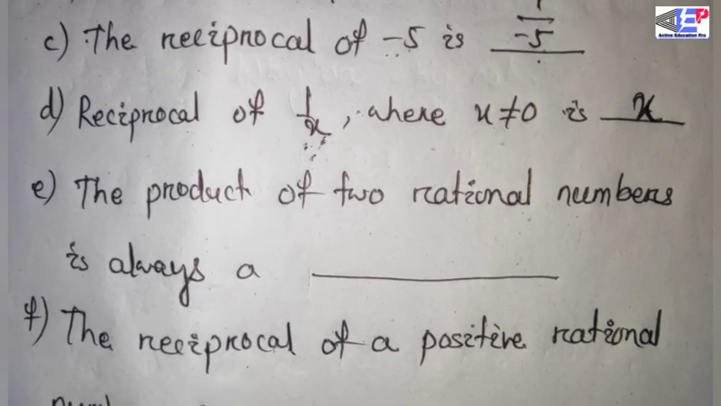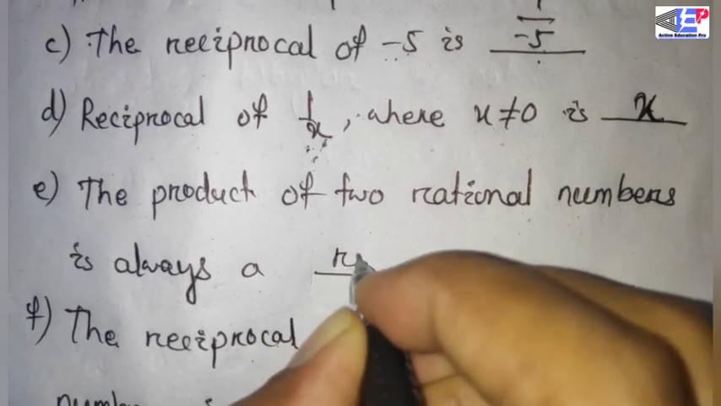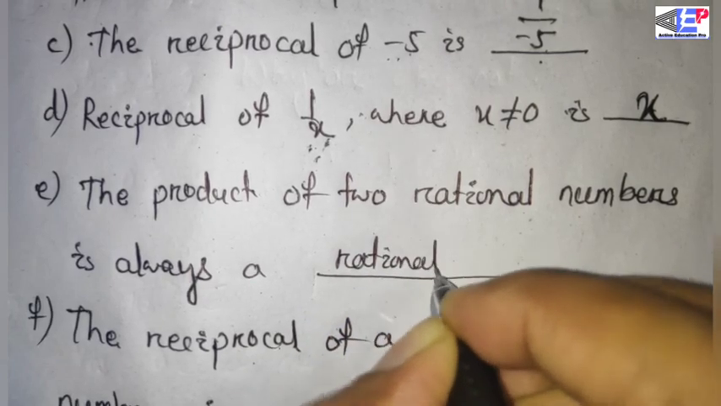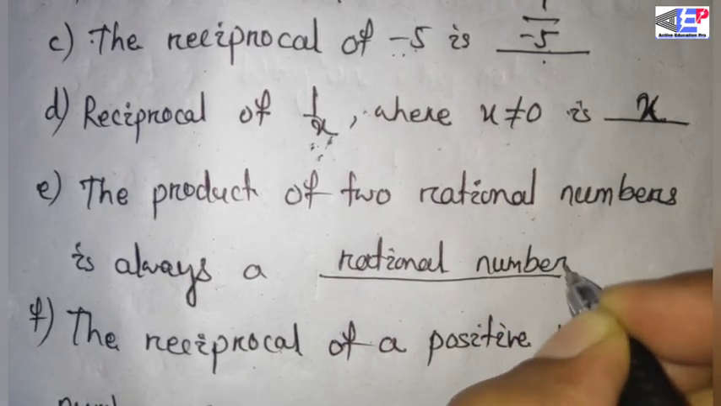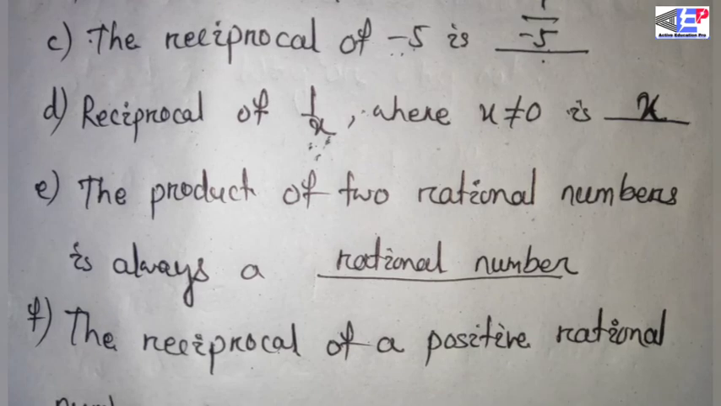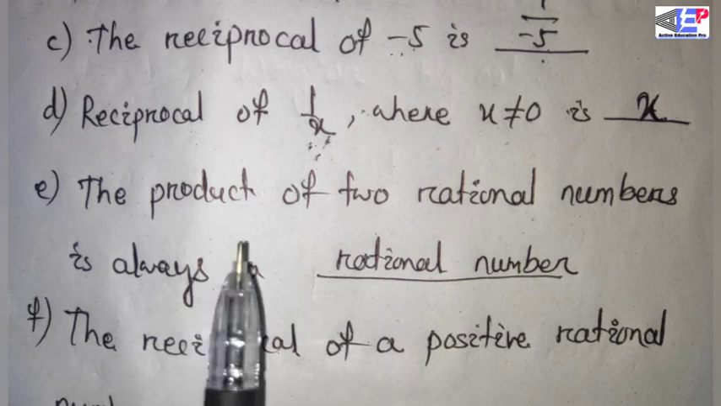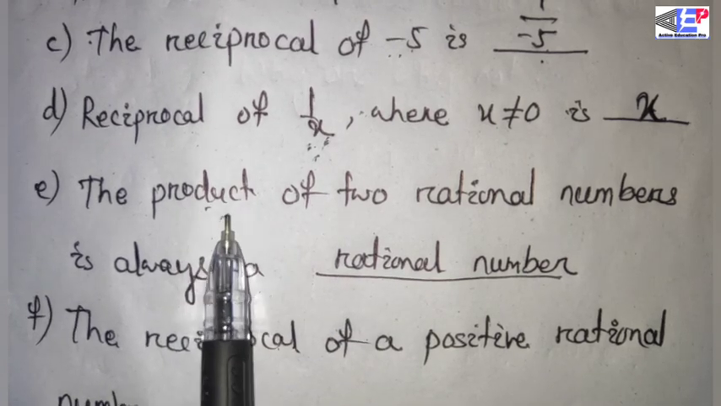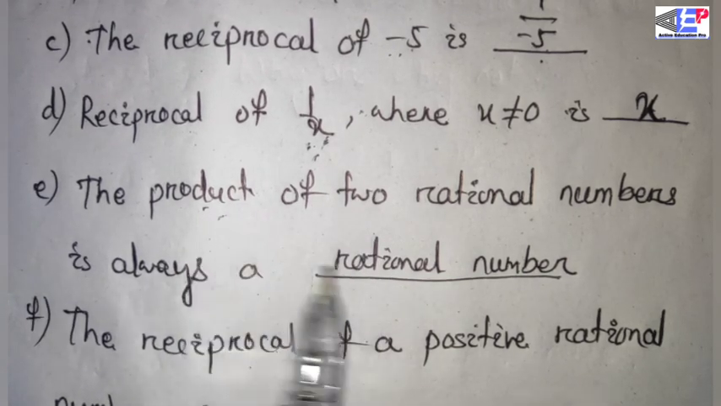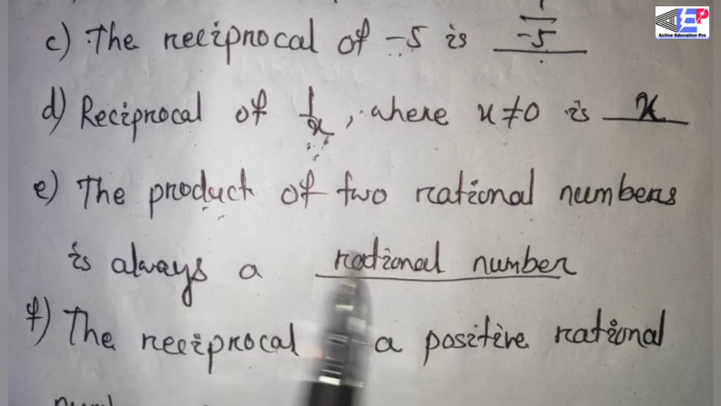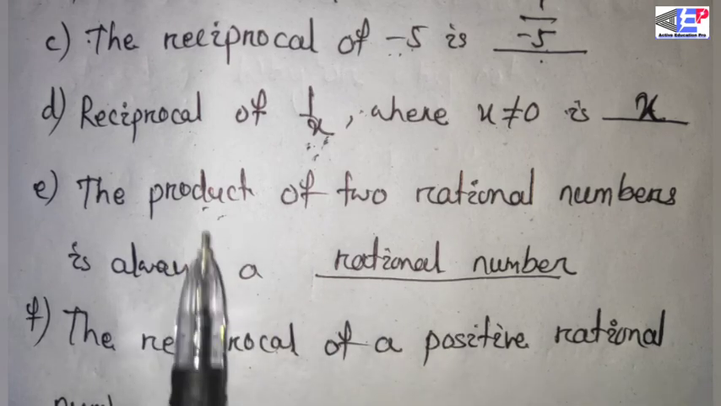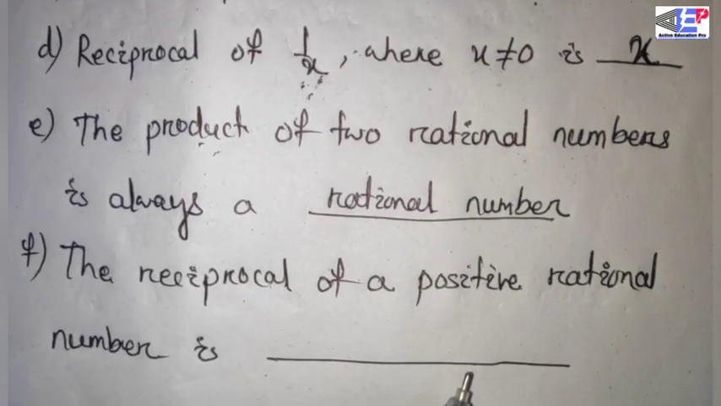The next question, the product of two rational numbers is always a dash. The product of two rational numbers is always a rational number because rational numbers follow the closure property. The closure property is true under product, meaning multiplication. Rational numbers follow the closure property under multiplication. Product means multiplication.